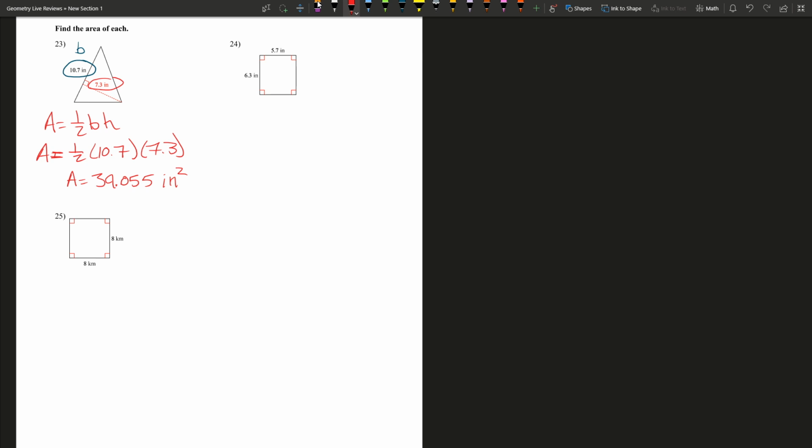The area of a rectangle is base times height. Or length times width, whatever you want to call it. So 6.3 could be the base. 5.7 could be the height. Plug that into a calculator, get 35.91 inches squared.